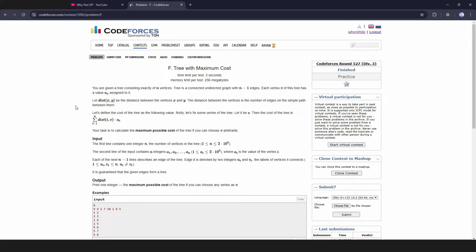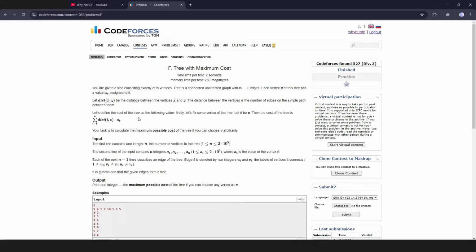The problem reads like this: you are given a tree consisting of exactly n vertices. Since it is a tree, which is obviously undirected, it has n minus 1 edges also. Each vertex of this tree has a value assigned to it. Let dist(x, y) be the distance between the vertices x and y. The distance between the vertices is the number of edges on the simple path between them.